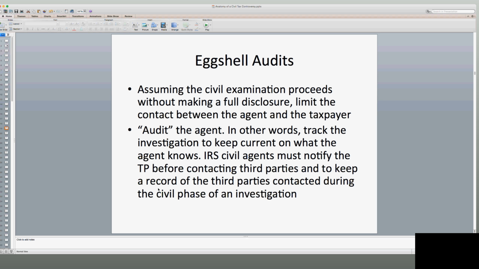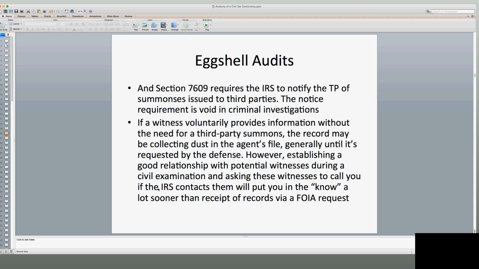IRS civil agents have to notify the taxpayer before contacting third parties and to keep a record of the third parties contacted during the civil phase of an investigation. And Section 7609, which is really, really helpful to us as tax professionals, requires the IRS to notify the taxpayer of summonses issued to third parties. I can't tell you how many times this gets violated by the agent and how few agents actually know about 7609. Now, one should know right off the bat that the notice requirement is null and void in criminal investigations.